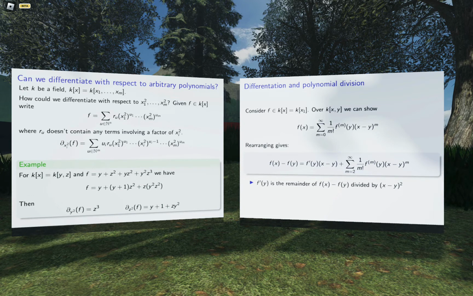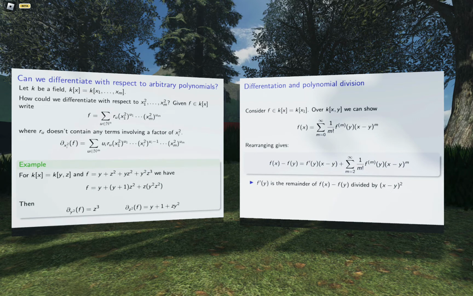Well, given a polynomial f, we could write this in the following form: as a sum of powers of xi squared, where the coefficients in this sum are polynomials that don't contain any terms involving something that looks like xi squared. And then we could go ahead and just define differentiation as you would using the usual power rule: looking at the power of xi squared as it appears in that expression for f, decreasing it by 1 and multiplying by the power, as you do with differentiation.